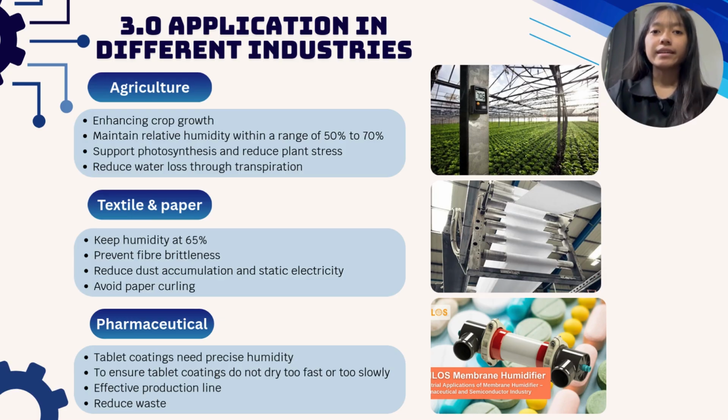Not only that, in the textile and paper industry, maintaining precise humidity level is critical for product quality and operational efficiency. Industrial humidification systems are commonly used to keep humidity at approximately 65%. This can reduce yarn breakage during processing and help to prevent fiber breakage. Regulated humidity reduces dust accumulation and static electricity. Consistent humidity levels are necessary to avoid issues such as paper curling.